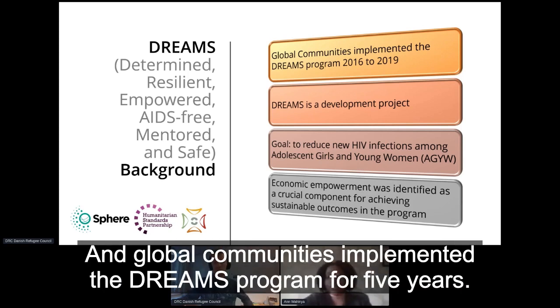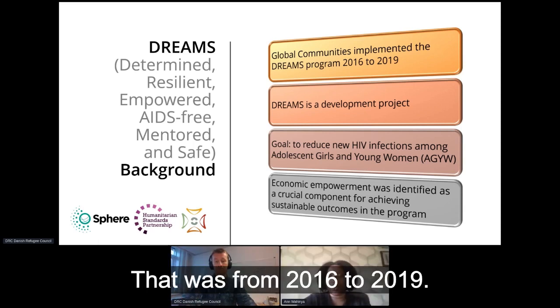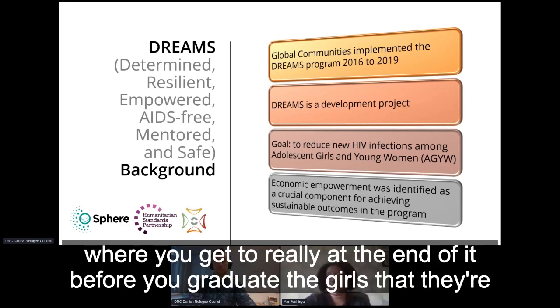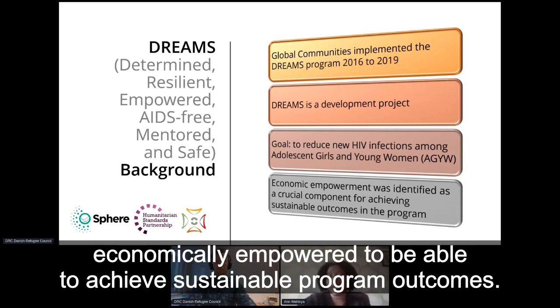And Global Communities implemented the DREAMS program for 5 years. That was from 2016 to 2019. And one of the really key components of this program is economic empowerment, where at the end of it, before you graduate the girls, they're economically empowered to be able to achieve sustainable program outcomes.